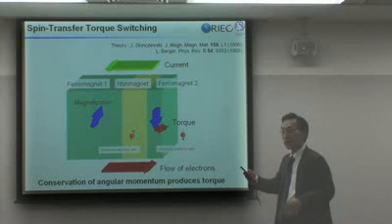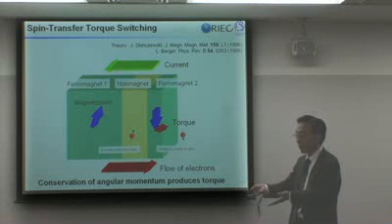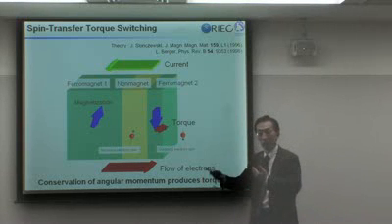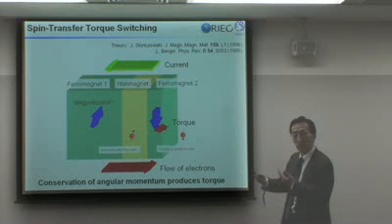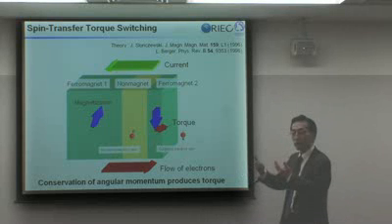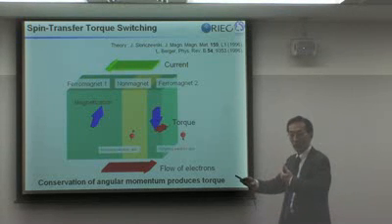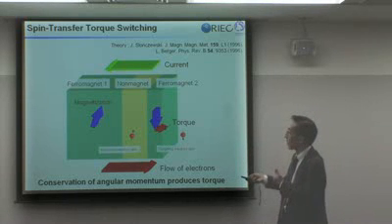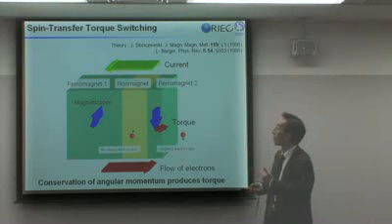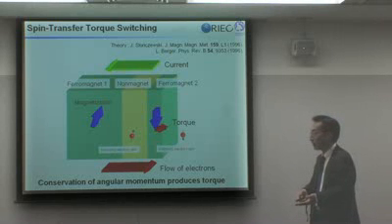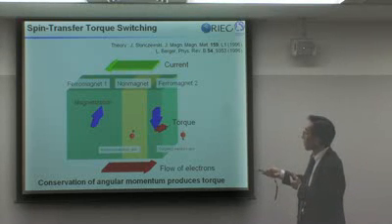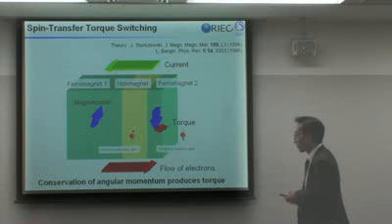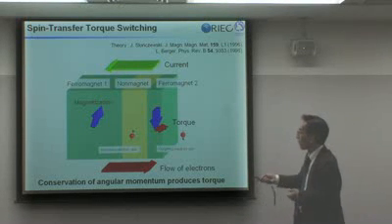That's the read part. You can read the resistance difference between parallel and antiparallel states to detect whether you have 1 or 0. You also have to be able to change the magnetization direction. You have to rewrite from 1 to 0 and 0 to 1. This is done by spin transfer torque switching, which I will not go into detail here. But basically it is due to the conservation of angular momentum.